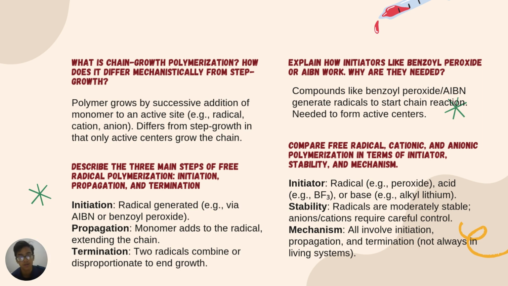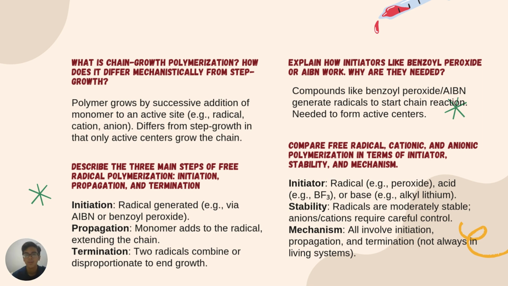And then the second question is, explain how initiators like benzoyl peroxide, which we have mentioned as the initiation, or AIBN work, and why are they needed? So compounds like benzoyl peroxide generate radicals that start the chain reaction needed to form active centers. Because of these radicals, it goes to the second step, my bad, which is the propagation in the previous question.